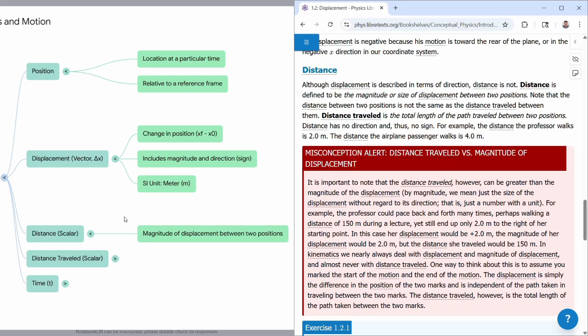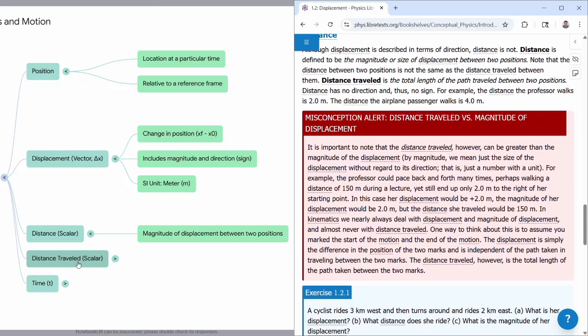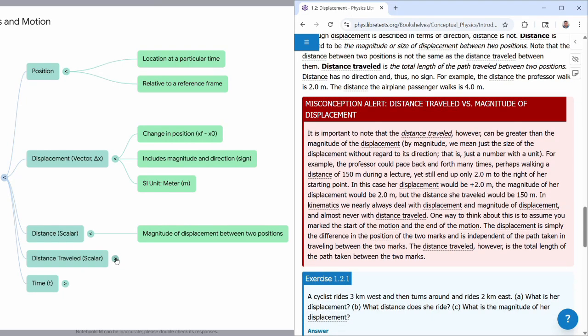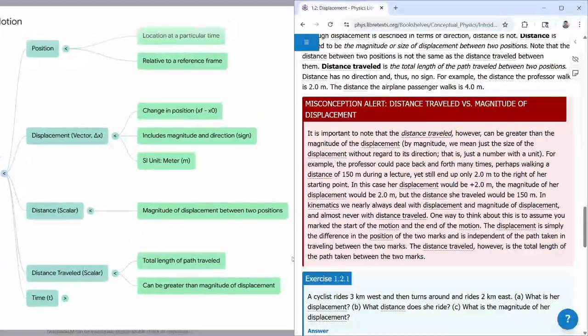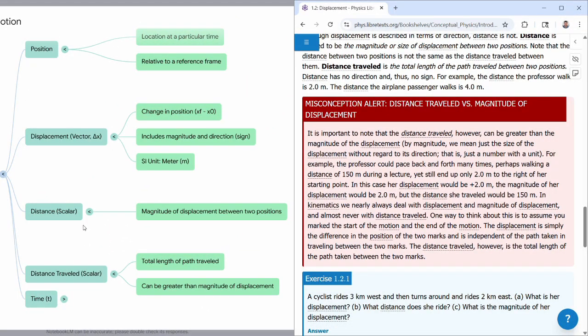And I want to highlight the word distance traveled. Even though in, again, everyday English, distance and distance traveled might mean the same thing, we're going to distinguish them right now: distance traveled in this chapter, in this class, doesn't mean the same thing as distance. The main distinction: we say distance traveled is the total length of path traveled, and the best example to think about is a round trip.